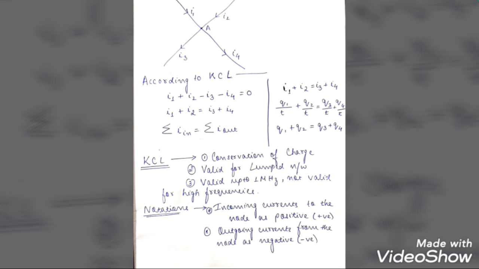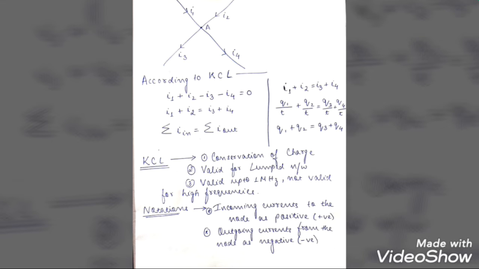Now, again when we go towards I1 plus I2 is equal to I3 plus I4, I1 को क्या लिख सकते हैं? Q1 by T. Why? Because the rate of flow of charge, Q by T, is equal to what? Current. So I1 can be written as Q1 by T. I2 can be written as Q2 by T. I3 can be written as Q3 by T. And I4 can be written as Q4 by T.